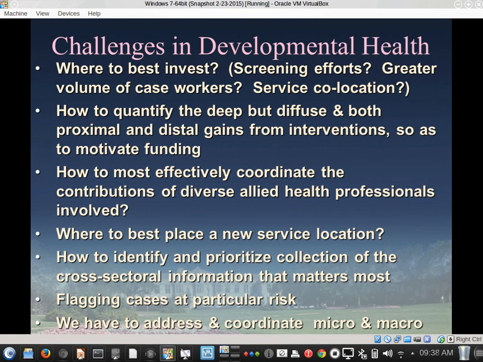How do we quantify the deep but diffuse and cross-sectoral and both proximal and distal gains from interventions in early childhood? I think we'd all agree here in the room that an investment in early childhood mental health probably yields incalculable benefits over the life course, not just for that person, but for their family relations, for their children, et cetera. But traditionally, it's been hard to get a handle on how do we quantify that.